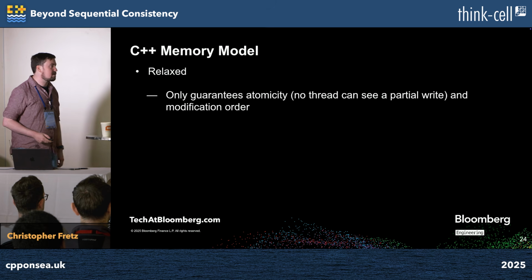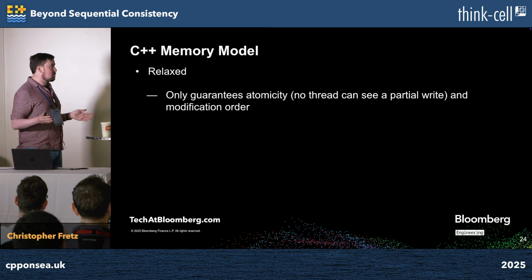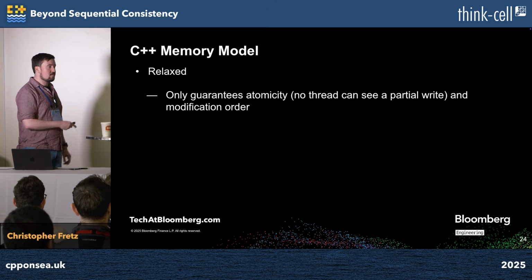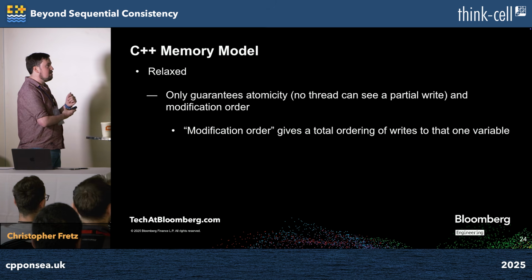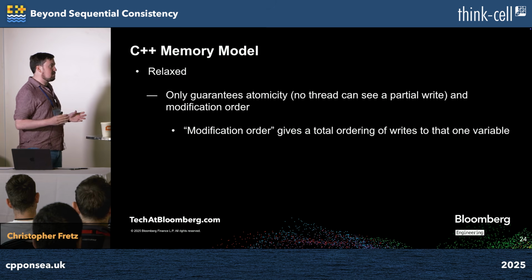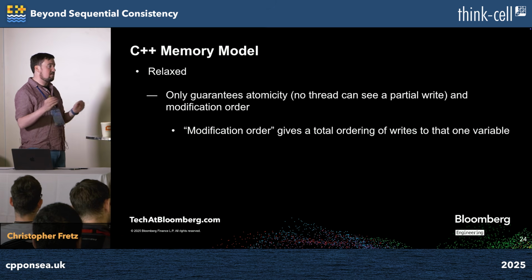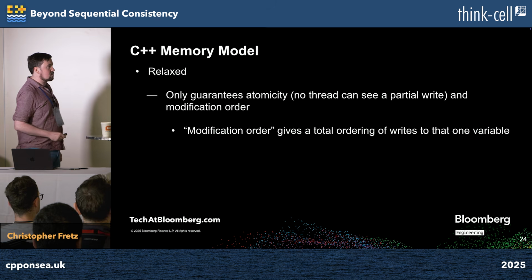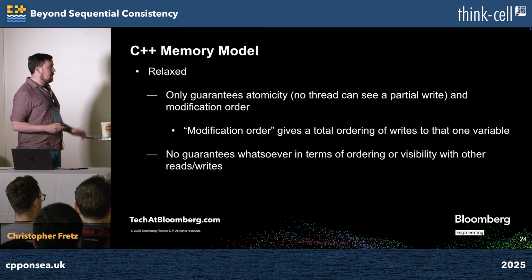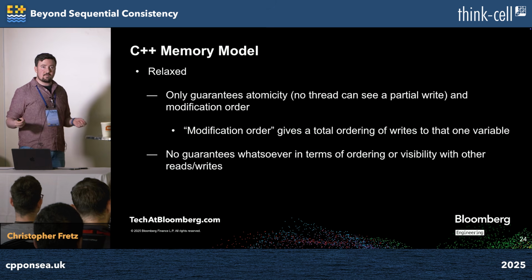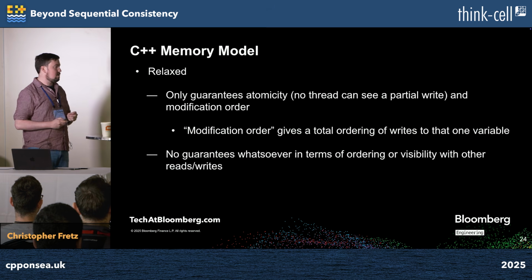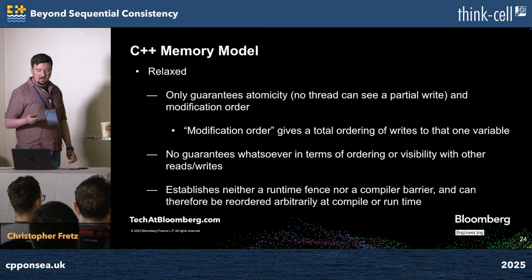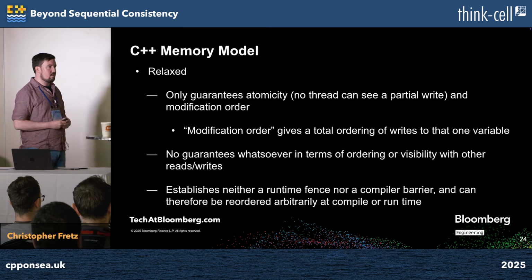The only guarantees if you're using the relaxed model are atomicity, which is to say that no thread can see a partial write; it's guaranteed to either happen entirely or not at all. And this thing called modification order. I had never heard of modification order before I started researching for this talk. Even though there are no guarantees about the visibility of stores to different memory locations with regard to each other, there is still a total ordering of writes to that one variable. You have no ability to reason about writes to different memory locations; they can get reordered arbitrarily, but you still have a total ordering of writes to an individual memory address, if that makes sense. It establishes neither a runtime fence nor a compiler barrier, and can therefore get arbitrarily reordered at either compile time or runtime.